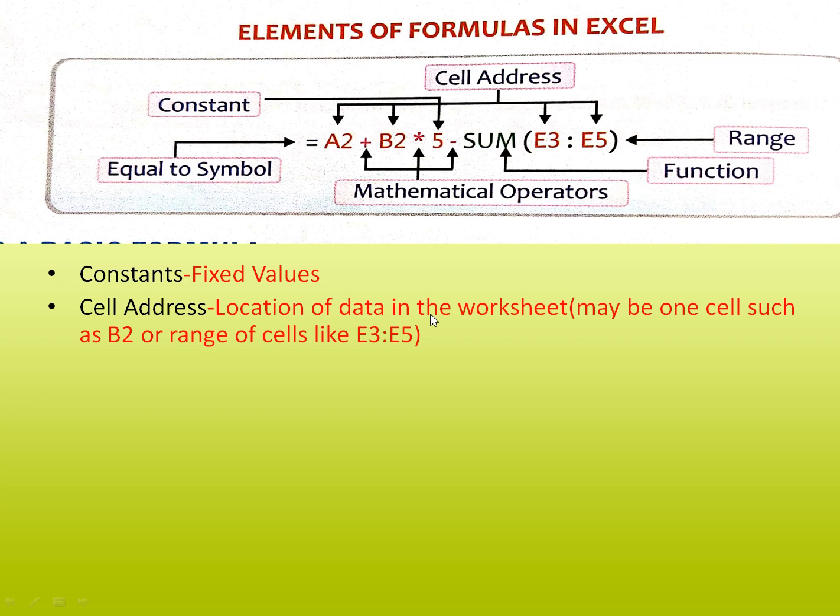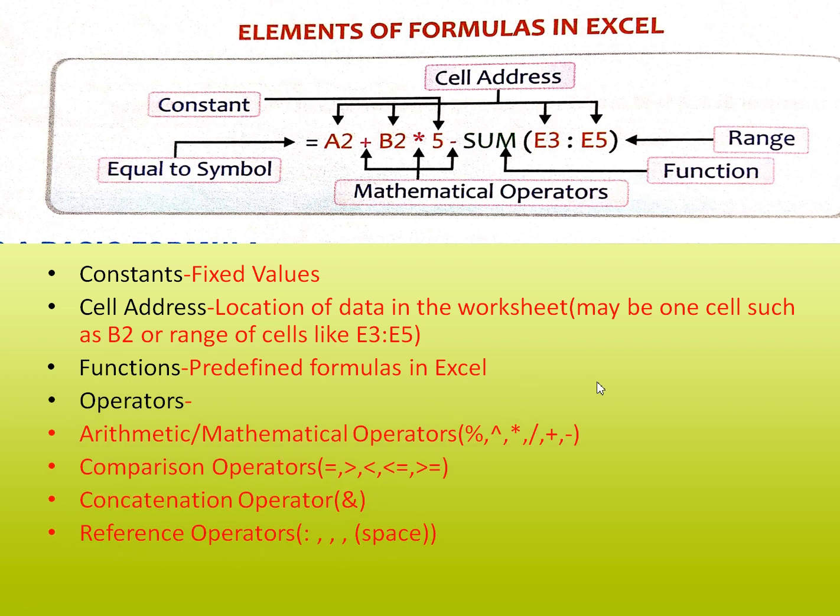The next one is the cell address. The location of the data in the worksheet is known as the cell address, which may be one single cell, that is A2 or B2 as you can see here, or a complete range of cells, that is E3 to E5. For that we have used a colon in between for selecting all the cells from E2 to E5, that is multiple cells together. Next comes functions. Functions are the predefined formulas in Excel which are already available in Excel for our convenience. Here some function is used.